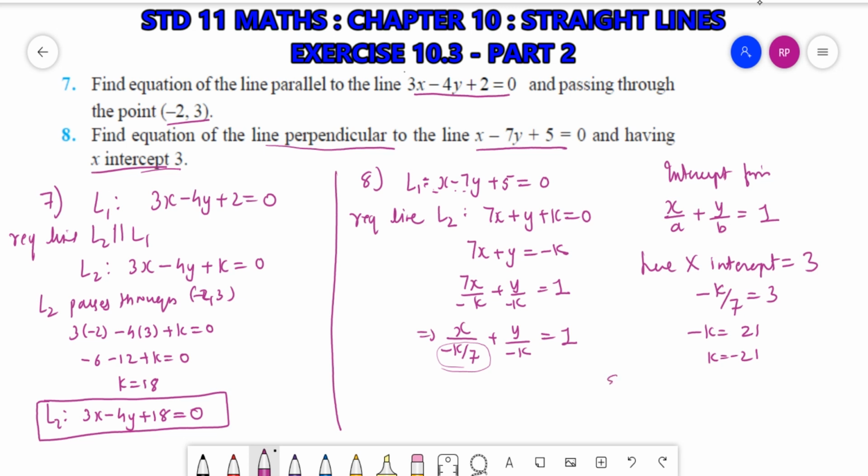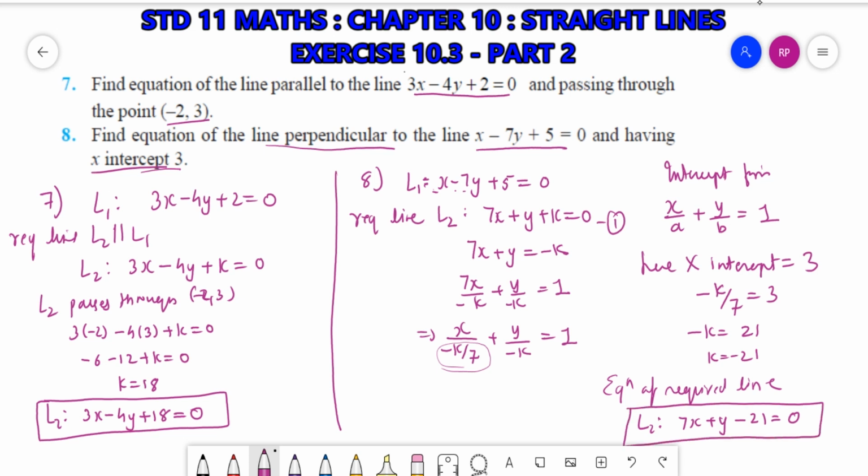So the required equation of the required line, put the value of k in this equation 1. L2 is 7x plus y minus 21 equal to 0. This was about question 7 and 8. So just note it down.